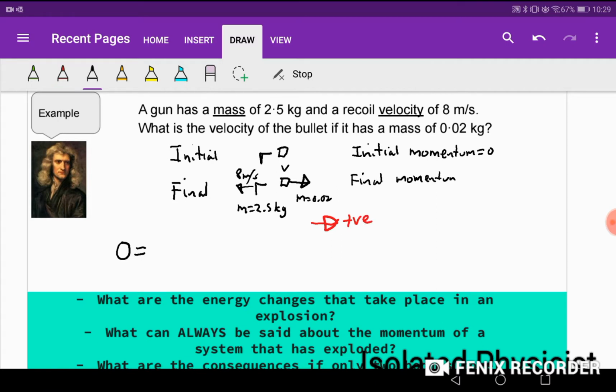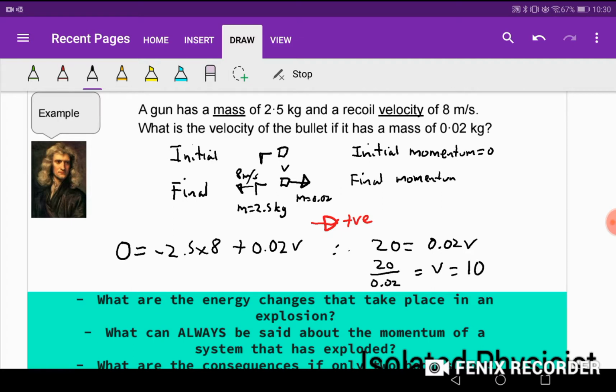So the momentum of the gun is going to be minus 2.5 times 8, plus 0.02 V. Therefore, minus 2.5 times 8 is minus 20, take it to the side, 20 equals 0.02 V. So 20 over 0.02 equals V, which is 1,000 meters per second, which is pretty quick.